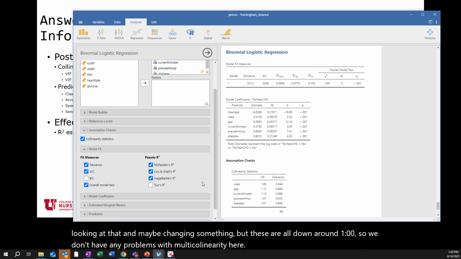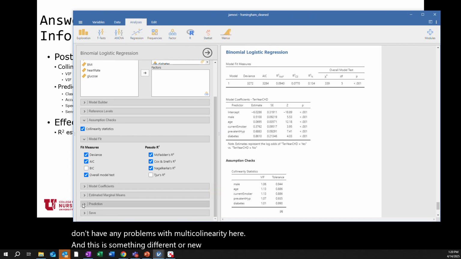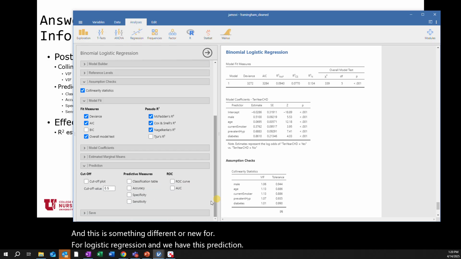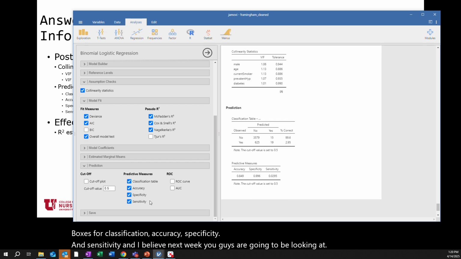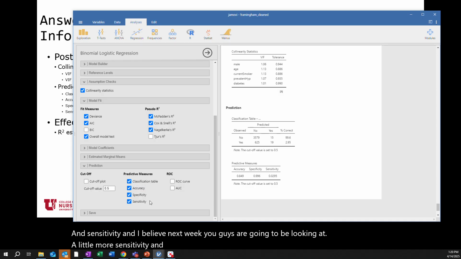And this is something new for logistic regression, and we have this prediction table down here. Let's go ahead and click these boxes for classification, accuracy, specificity, and sensitivity. I believe next week you guys are going to be looking a little more at sensitivity and specificity, or we did earlier in the semester. So it's good to look at this classification table.